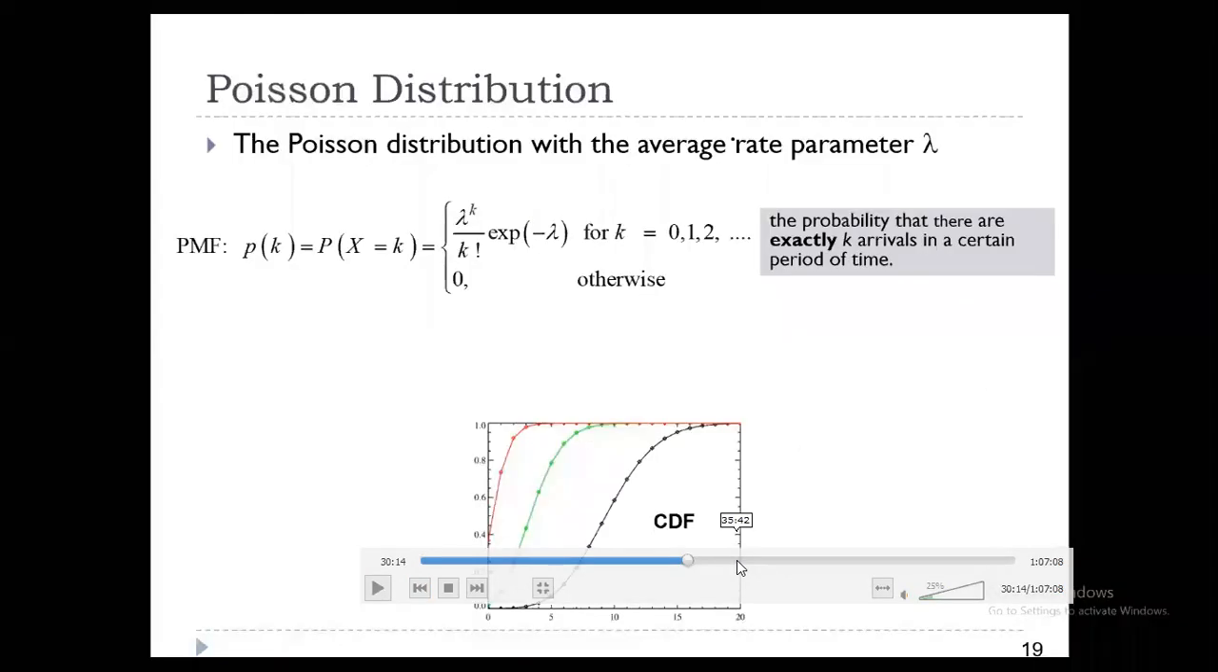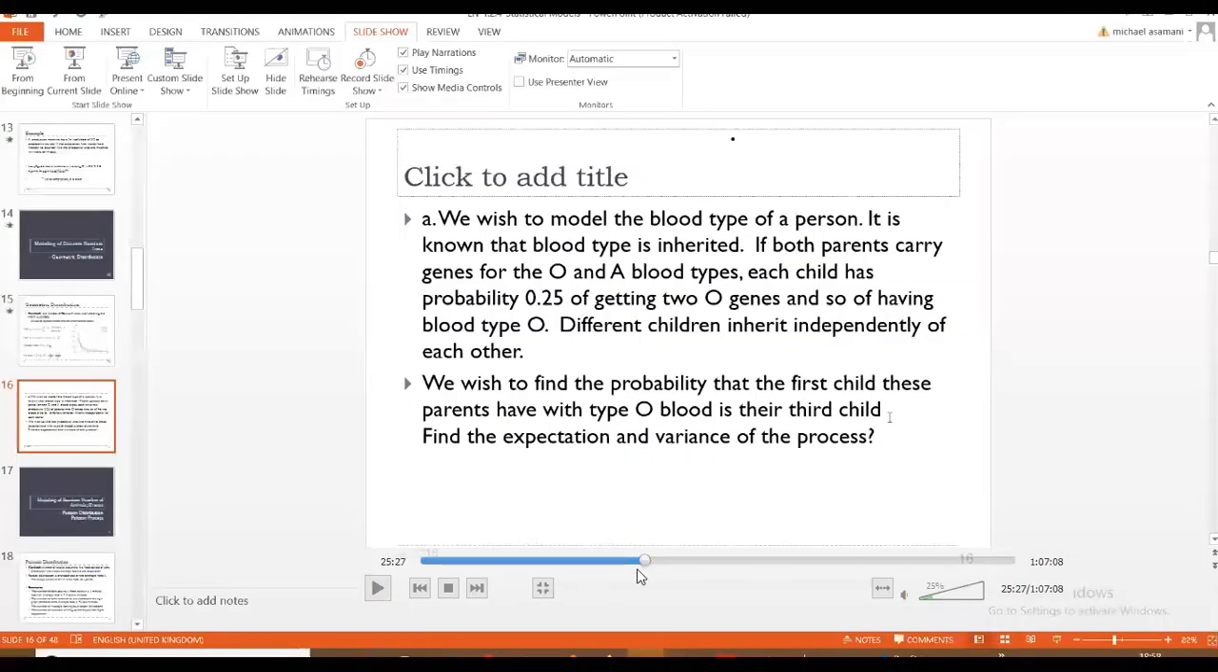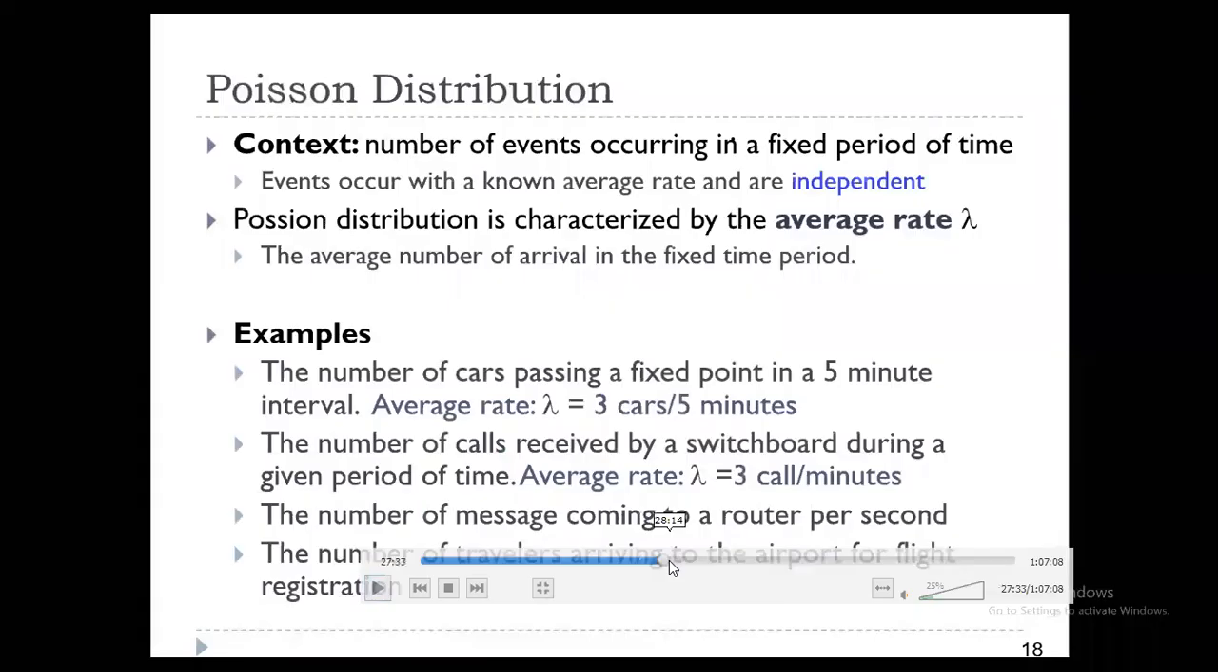The next distribution, statistical model we are looking at is the Poisson process. Okay, now what do we mean by the Poisson process? The Poisson process is used to model arrival rates within fixed time intervals.